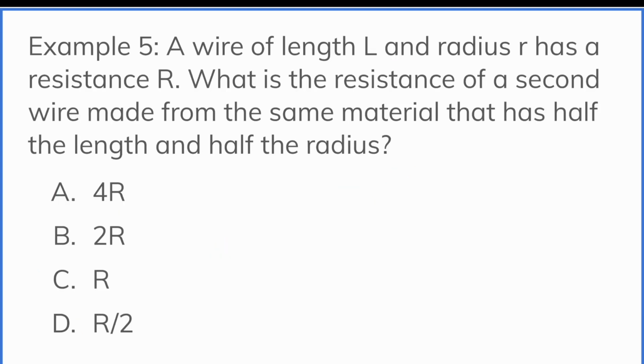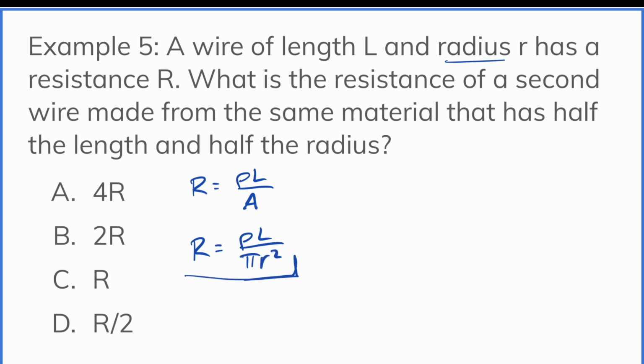So a wire of length L and radius r has a resistance R. What is the resistance of a second wire made from the same material that has half the length and half the radius? Now we could try to think through this logically and go through each step, which will get us the answer. However, I'm going to show you how to do this algebraically so that you can have a little more certainty in your answer here. So the original wire has a resistance that could be calculated by doing rho L over A. Now A is the cross-sectional area, and again the word radius means it's circular, so we could say rho L over pi r squared. So this is our original R value here.